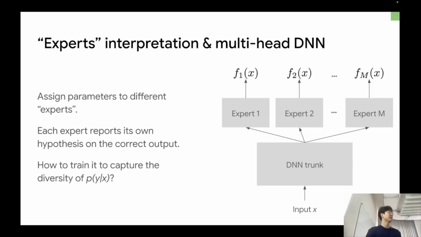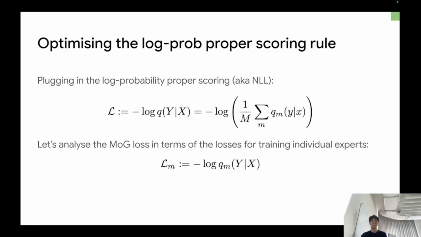In the next part, I'm going to explain intuitively how proper scoring is encouraging each of the experts to specialize on their own task. Okay, so welcome back. I'm going to talk about proper scoring for mixture of Gaussians. Again, this is a continuous distribution.